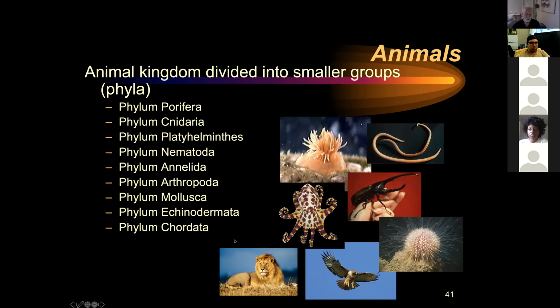Okay, that's about plants. And this is the last slide. Just to remind you that the other eukaryote category is animals. Animals come in all different sizes and shapes. I'm going to stop at that point.